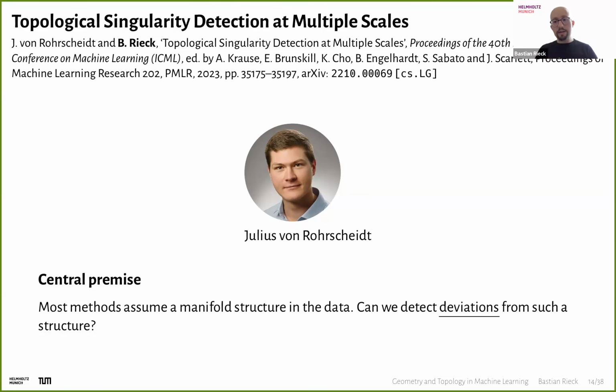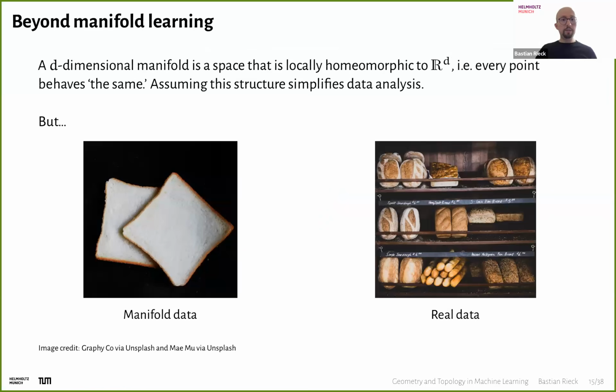But reality, as I already said before, is often a little bit messy. So the question is, can we detect deviations from such a structure? So can we detect what happens when these assumptions no longer hold in practice? And this is where our work comes in. It's kind of the, let's say, cartoony justification for this. So we know that a d-dimensional manifold is a space that is maybe locally homeomorphic to some kind of d-dimensional real-valued space. So every point behaves the same or is very uniform.